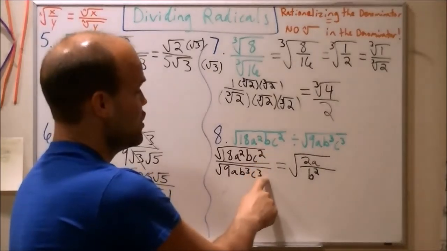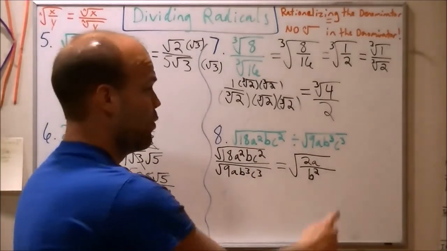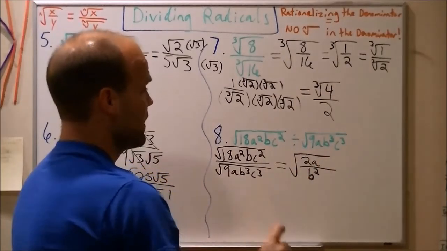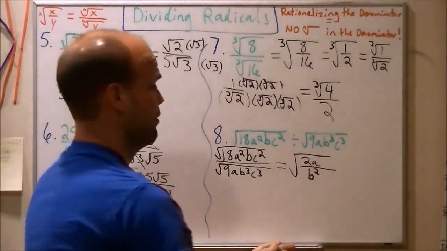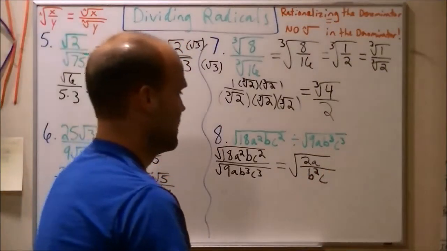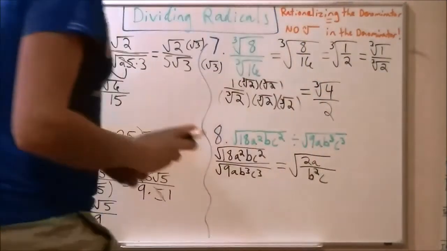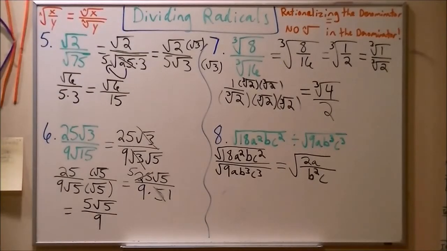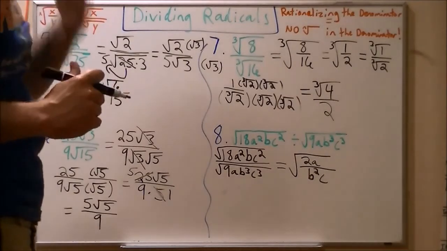Subtract those exponents. 2 minus 3 is negative 1 if I were to write it on top. But if I just keep it on the bottom, I can write it as a positive 1. So it would just be c, and it is on the bottom. So here's what I have. Under the same square root symbol, I have 2a divided by b squared c.